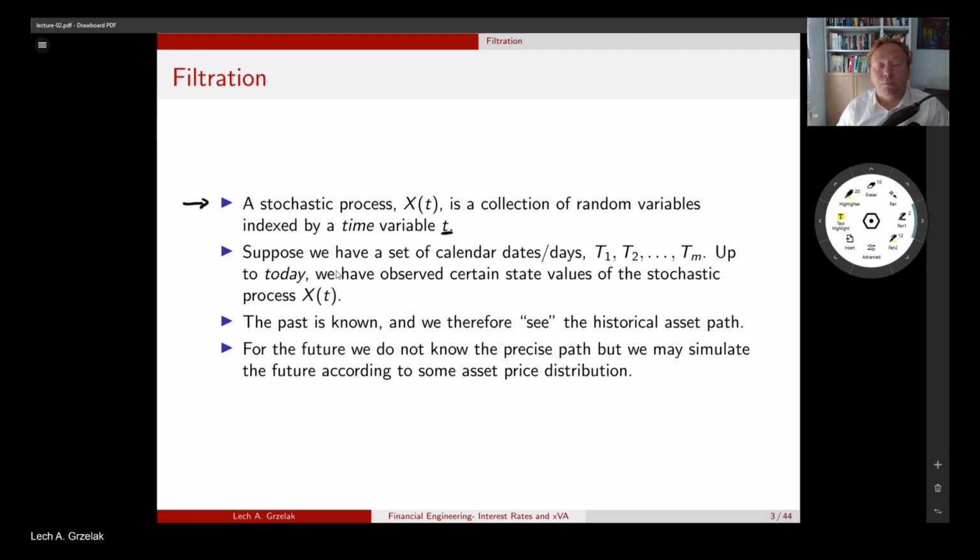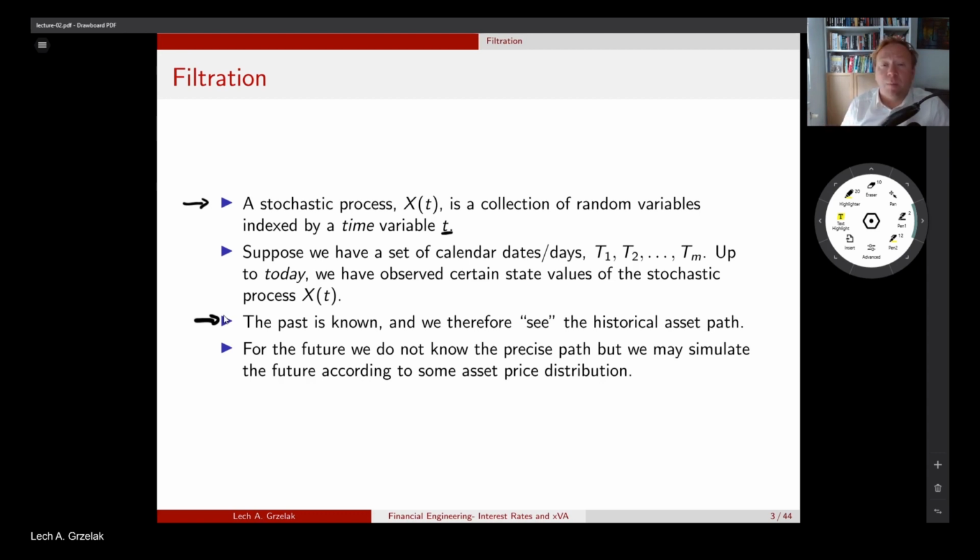Then the concept of filtration is very important to understand. The past is known. In the filtration, we always indicate what the history is, where we are, and what we know. You can see it as a limit. The filtration tells you, at a given point in time, what knowledge you have about your history.